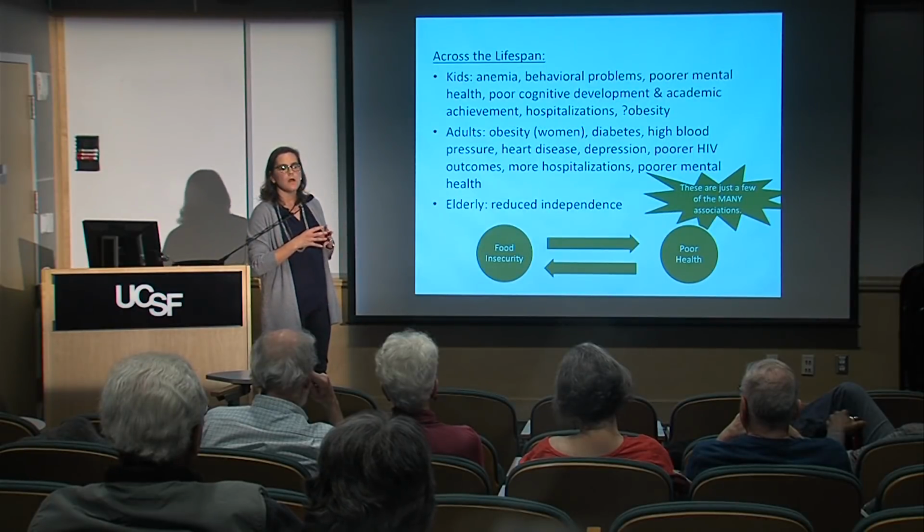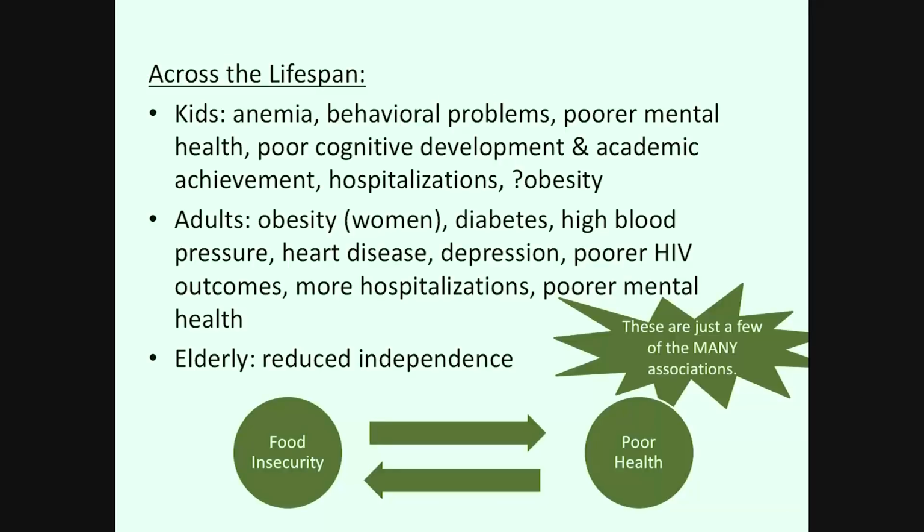Now, if you look at associations between food insecurity and illness, you will find them everywhere. The most commonly discussed conditions are here. Kids who live in food insecure households are much more likely to have iron deficiency anemia. This is probably from lack of access to meat. Much more likely to have behavioral problems, poor mental health, poor cognitive development with lower academic achievement, more hospitalizations. Adults are more likely to have diabetes and high blood pressure and heart disease and depression. Elderly have a decreased ability to maintain their independence in the community.